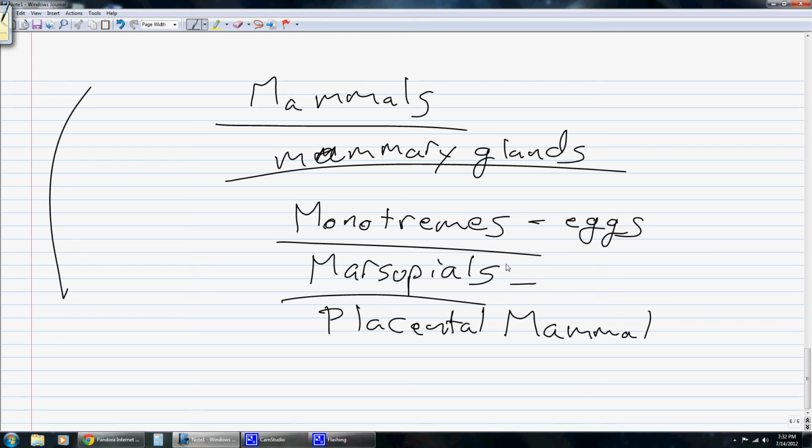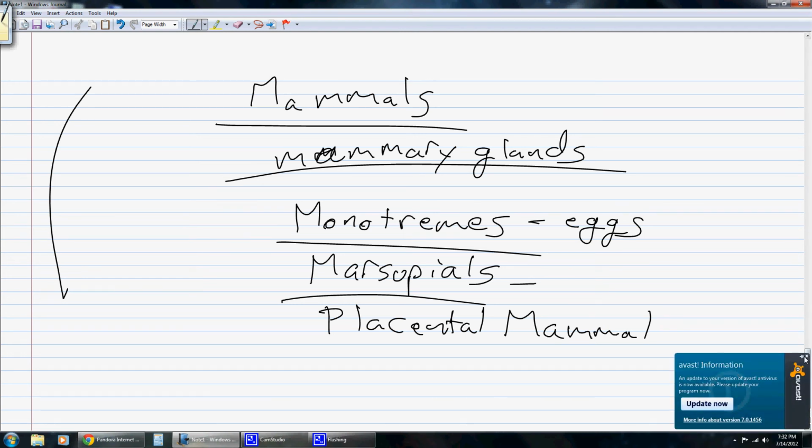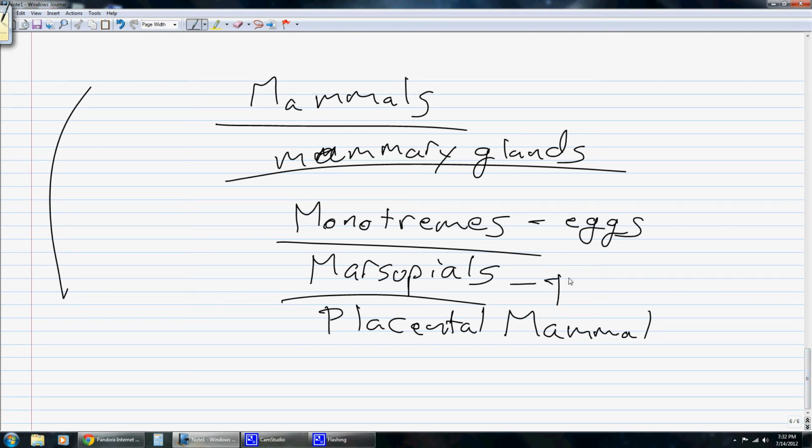And these are mammals that are born at a very early stage of development. And instead of actually going out into the world like a human baby or a different type of animal, marsupials are just going to stay inside the pouch until they are completely developed. So they'll be born, they'll be put in the pouch, and then when they're finally developed, then they'll be ready to go.